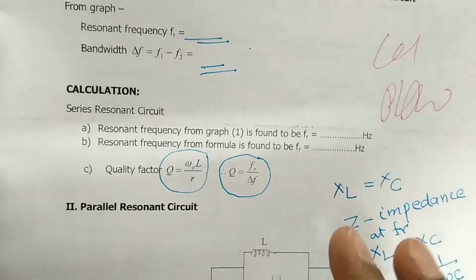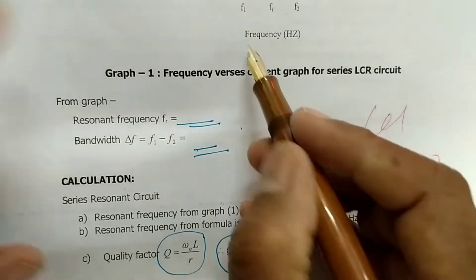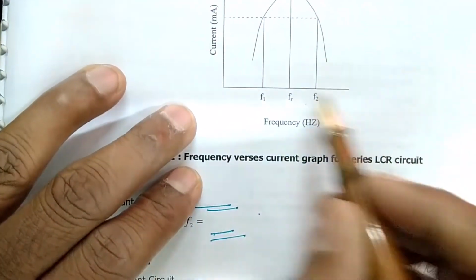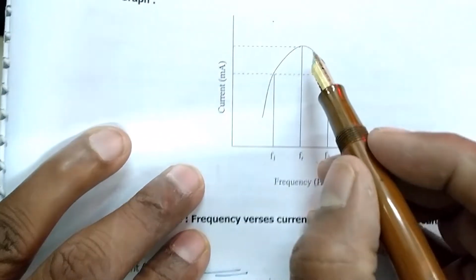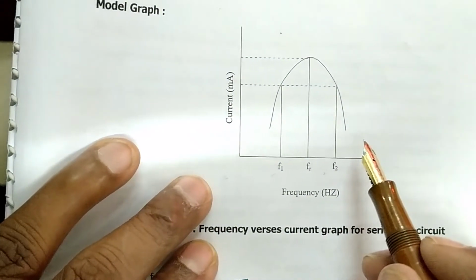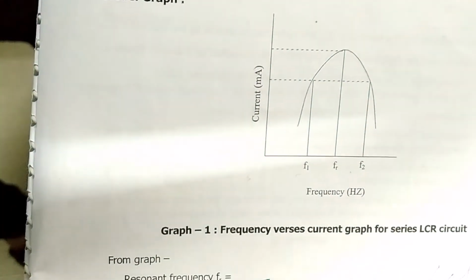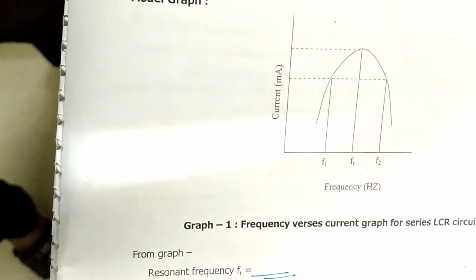So in this experiment, you have to see that when you are changing the frequency, current should increase and become maximum at a particular frequency called the resonant frequency, and then it falls down. So before taking the readings, you can check whether our circuit is working properly or not by changing the frequency and observing the milliammeter.